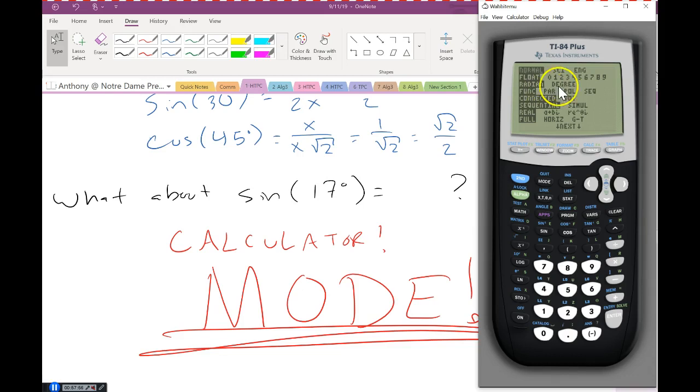So, for example, if I forgot to check the mode, and I type in sine of 17, look at the number that I'm getting. Does this number make any kind of sense? No. 17 degrees is an angle inside of a right triangle. How the heck am I getting a negative number here? It's the wrong mode.